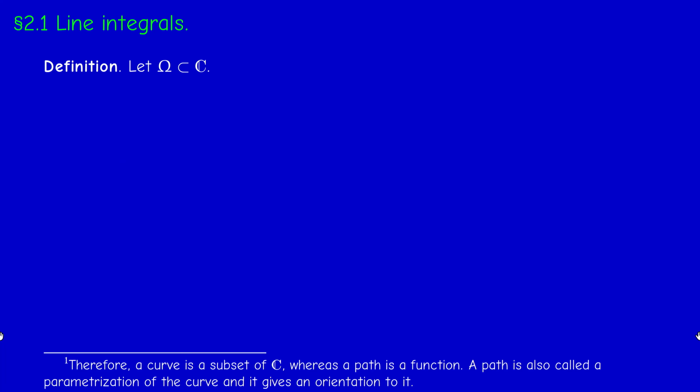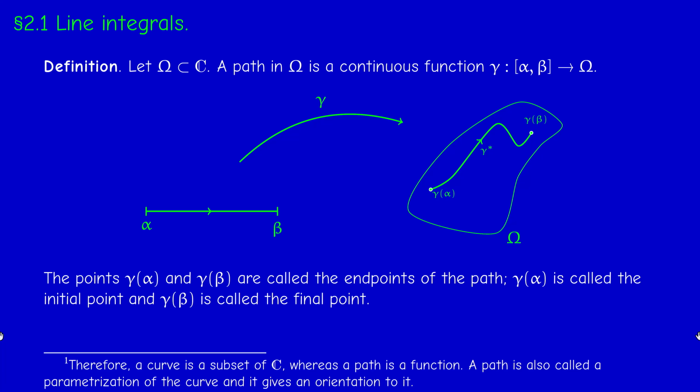If omega is a subset of the complex plane, a path in omega is just a continuous function from some interval alpha beta of the real line into omega. Okay, so there are several ways to think of a path, and we will distinguish between path and curve. So the first point of view is that a path is a continuous deformation of a straight line segment of the real line.